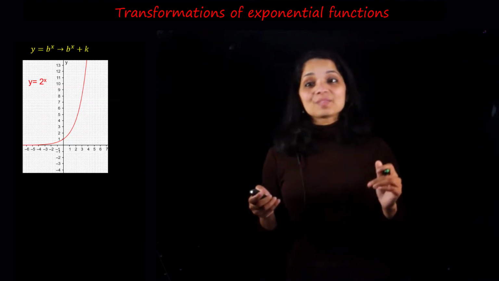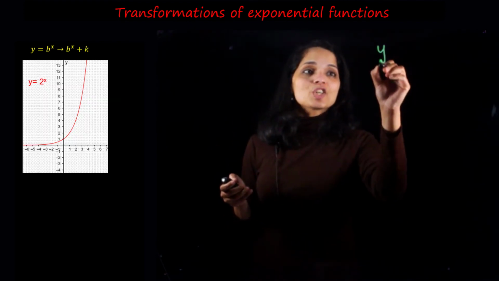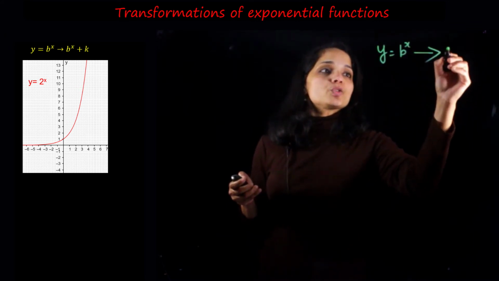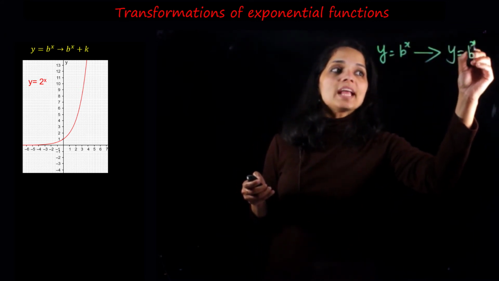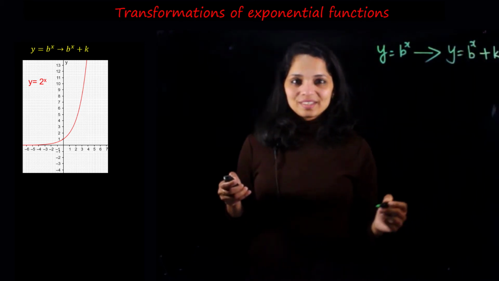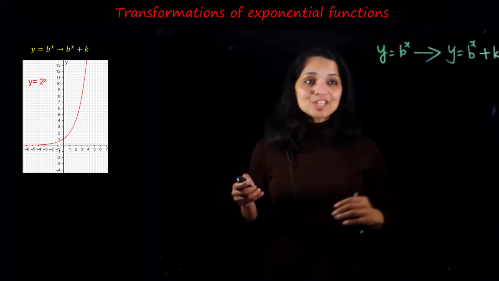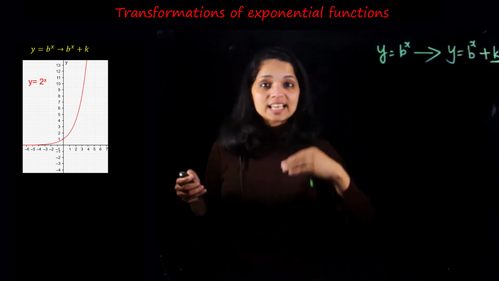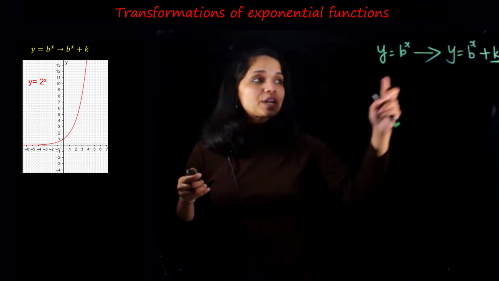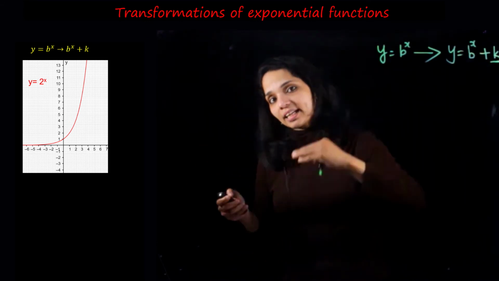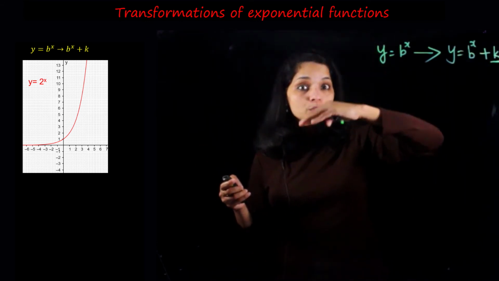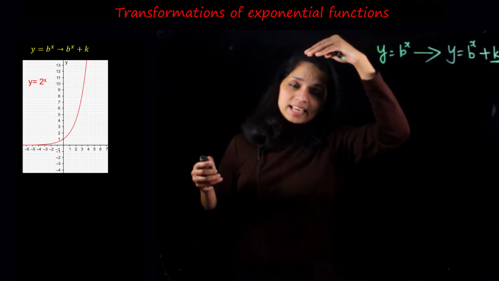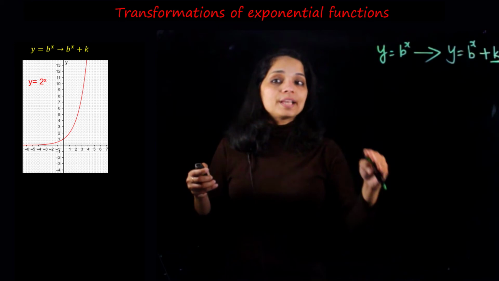One last thing is the vertical translation, where the function y equals b to the power x is translated to y equals b to the power x plus k. As with any vertical translation, k signifies how much we are translating the graph up or down. If k is positive, the graph is translated in the positive y direction by k units, and if k is negative, the graph is pushed down by k units.